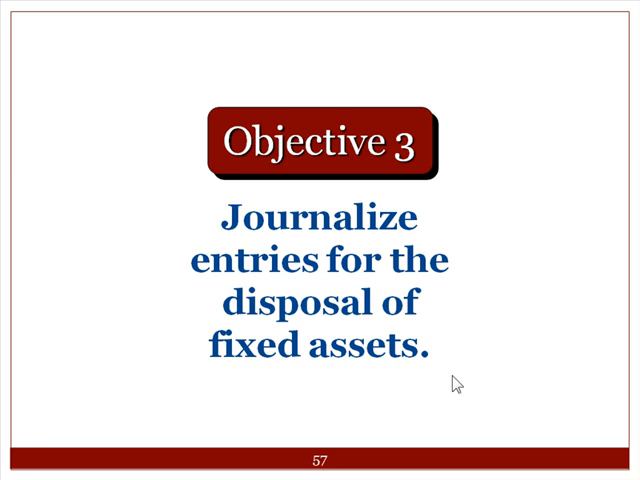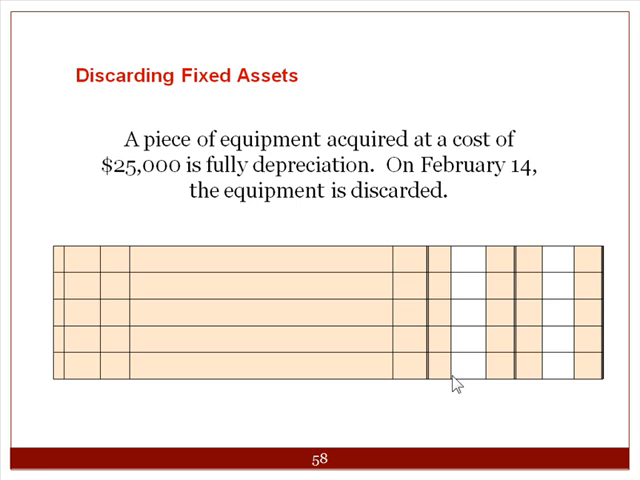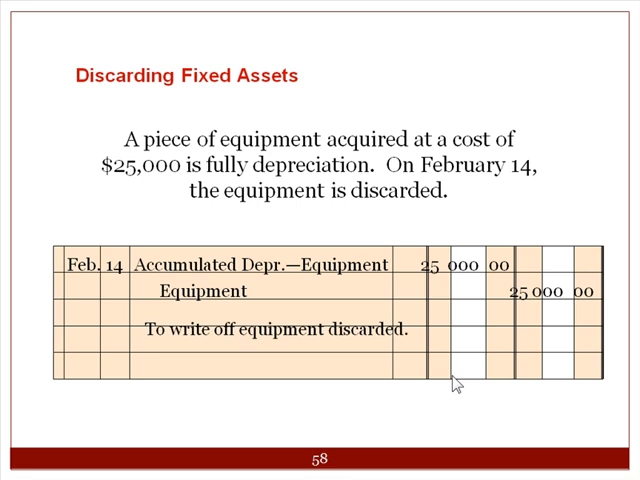Now we're going to talk about journalizing entries for the disposal of fixed assets, because there are a lot of times you do dispose of fixed assets, because you sell them or you just get rid of them. A piece of equipment acquired at a cost of $25,000 is fully depreciated. On February 14th, the equipment is discarded. So you're going to take it out of accumulated depreciation and take the equipment off your books. That's how you get rid of it off of your books.